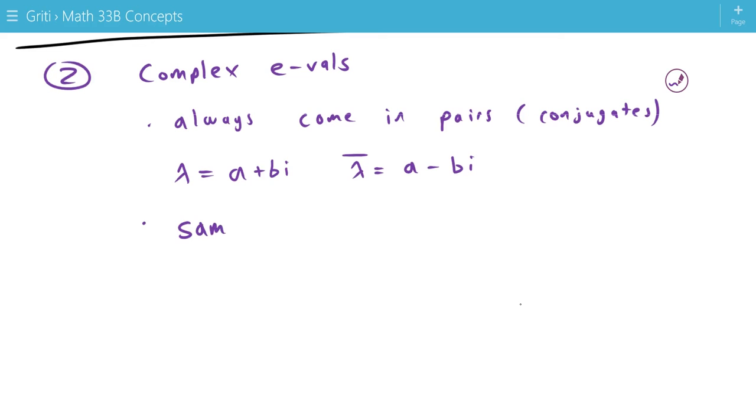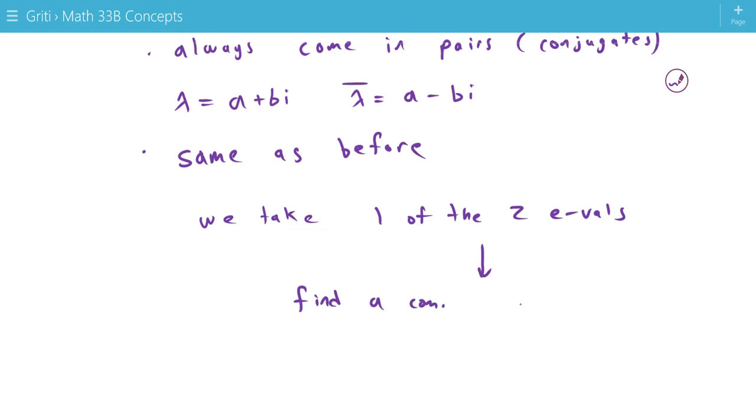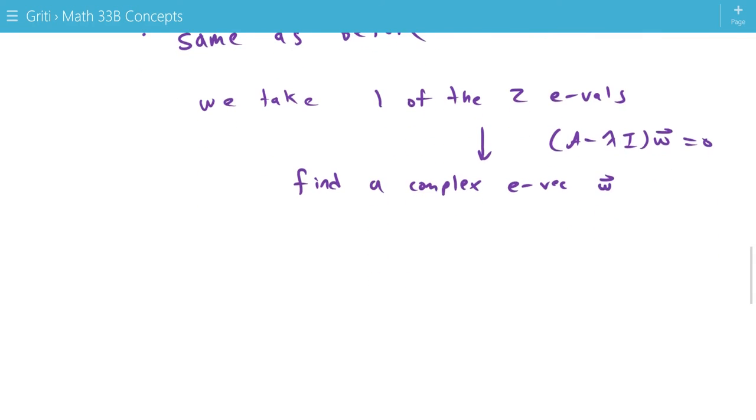So same as before. We take one of the two eigenvalues. We use that to find a complex eigenvector. So this eigenvector, I will call it W. So we find that by looking at the equation A minus lambda I times W equals 0. So the null space of A minus lambda I.